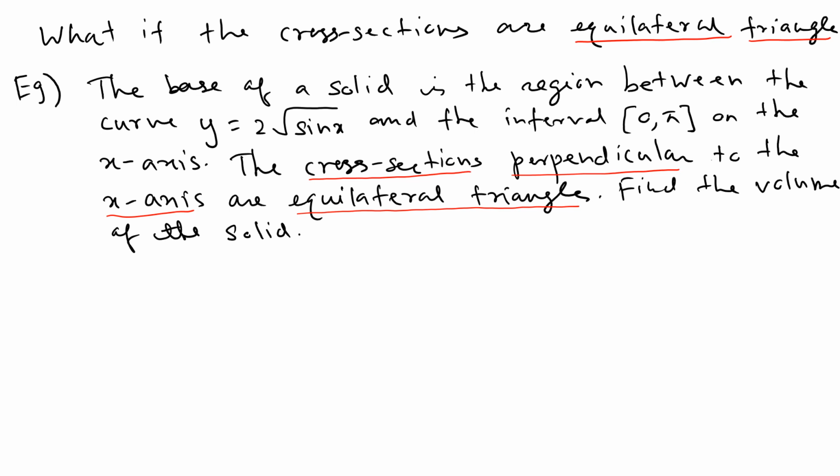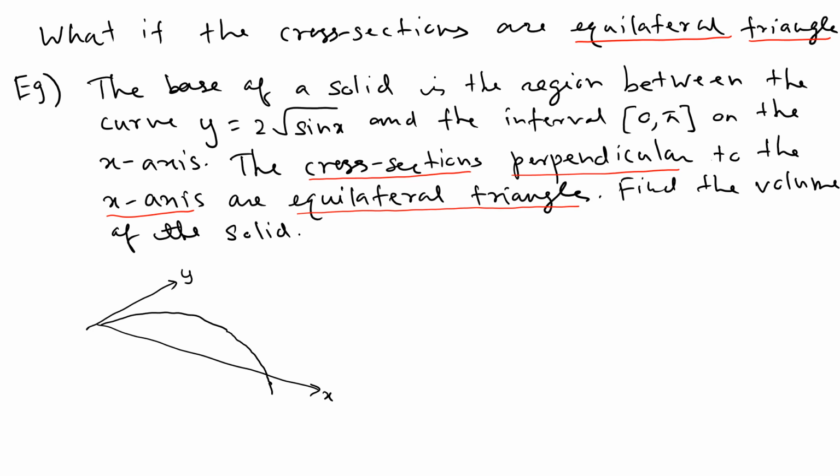So let's graph the situation. So we have the interval on the x-axis like that. That's the x-axis, and this is the y-axis. So this is the square root of sine x curve. So it looks like sine, but it's square root. So it's gonna go like that.